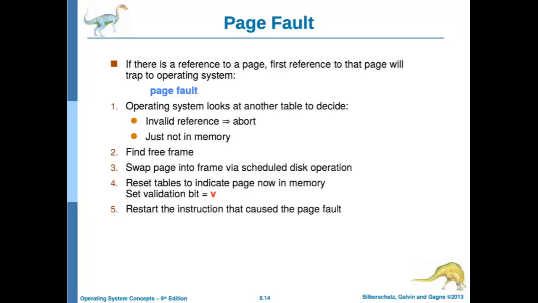For that, the swapper or the pager process will schedule some sort of disk operation. Once it is loaded, the valid-invalid bit is updated. Previously it was I, that is invalid, and it will be changed to valid. And then the instruction that caused the page fault has to be restarted.